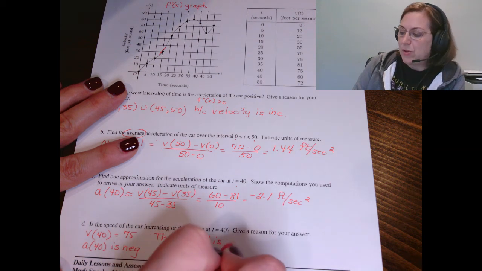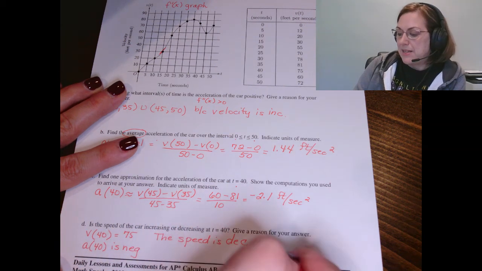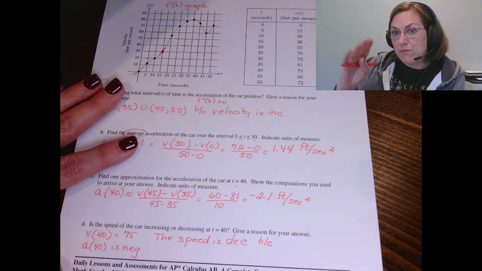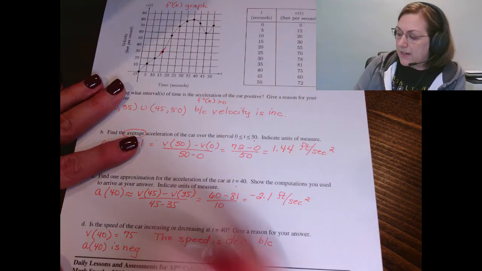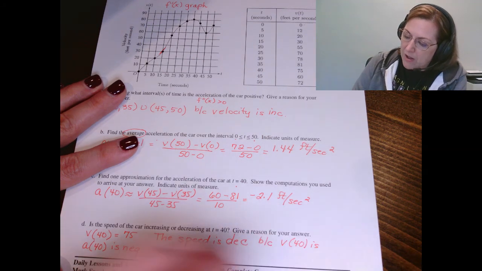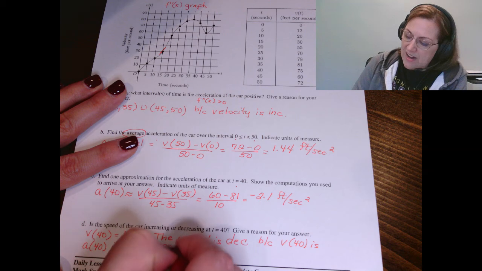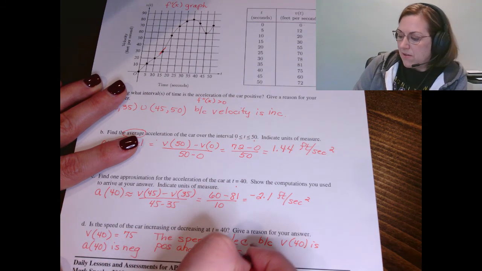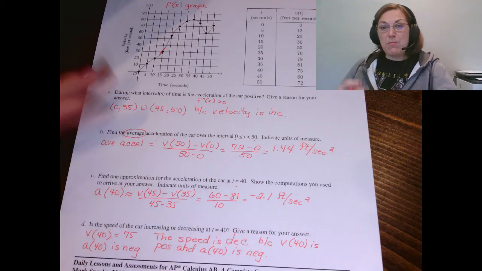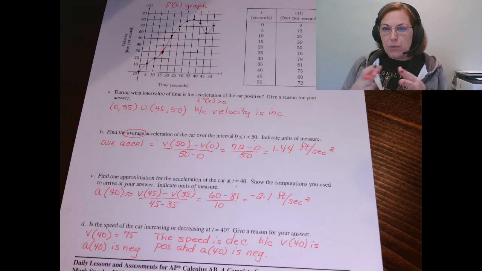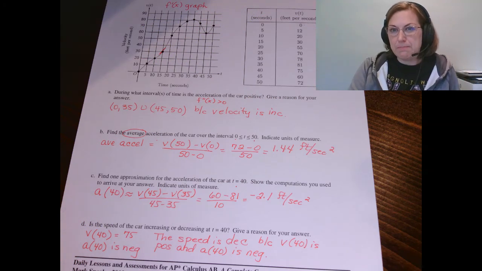Go back to your 5 commandments of particle motion. The speed is decreasing where velocity and acceleration have different signs because v of 40 is positive and a of 40 is negative. And we justified our answer. Can you see how this is all going to work together on a free response question?